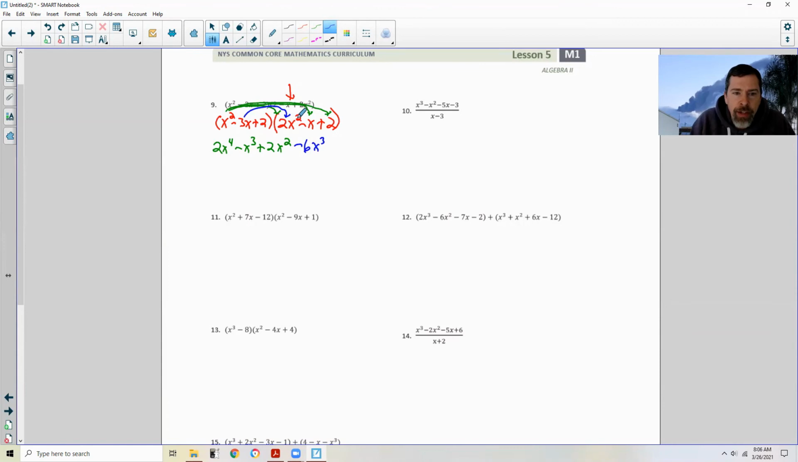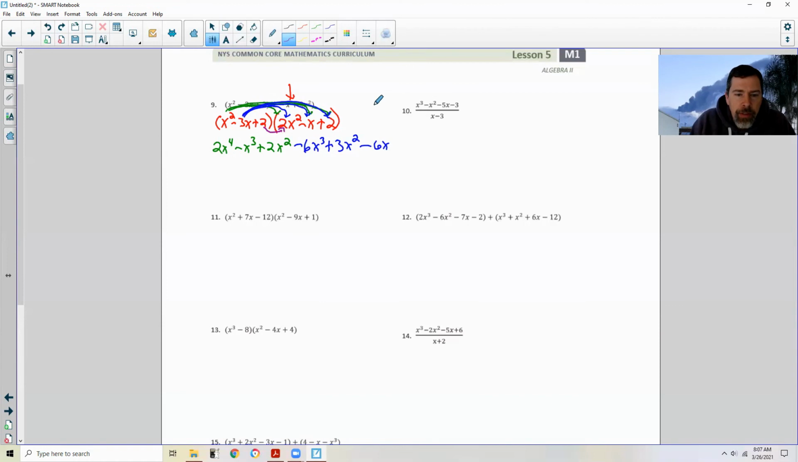Do that every time. All righty. Negative times a negative, positive. 3 times 1, 3. X times x, x squared. Distribute to the end. Negative times a positive, negative. 3 times 2, 6. I have an x, no x, just comes over as x. Okay? And then finally, I'm going to distribute this 2.